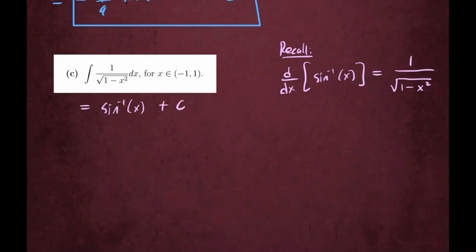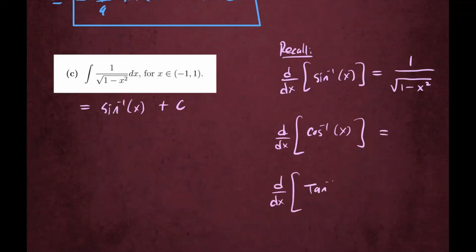Now another one that you should also know is the derivative of cosine inverse and the derivative of tangent inverse of x. These are very common. That's why I would strongly recommend you know them. The only difference between sine inverse and cosine inverse and their derivatives is what? Who remembers? The negative. Right? You just put a negative here. And of course, it's 1 minus x squared.